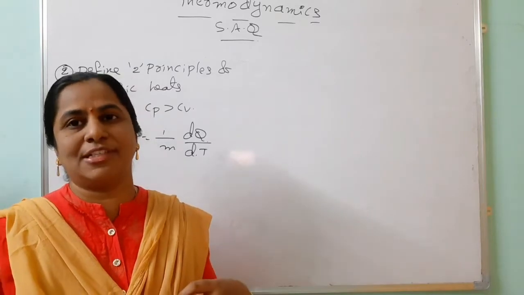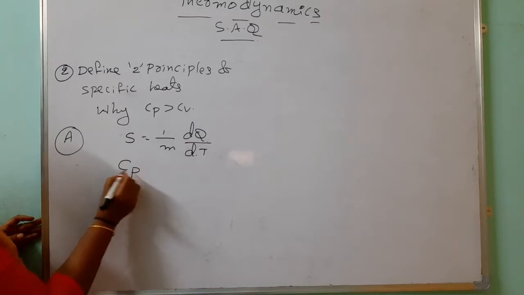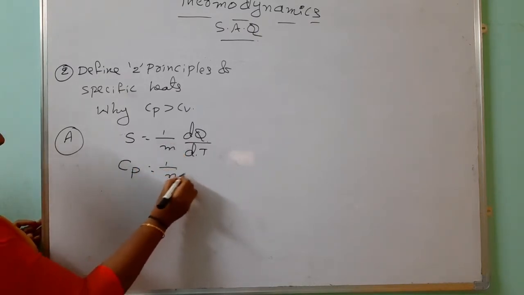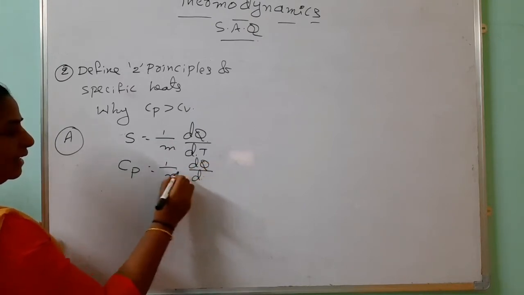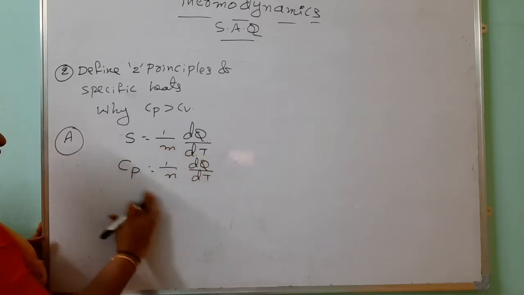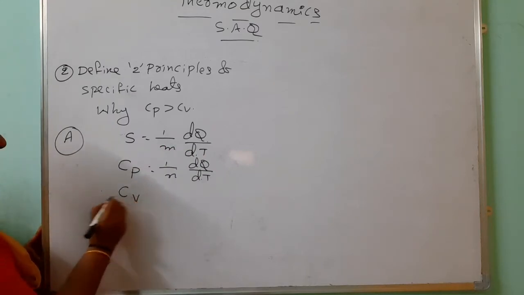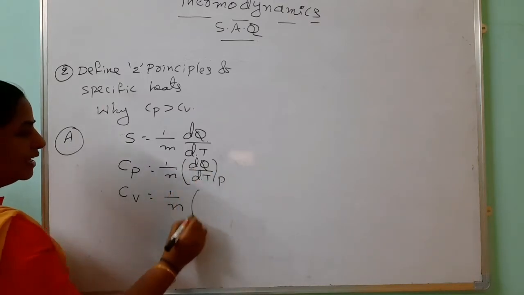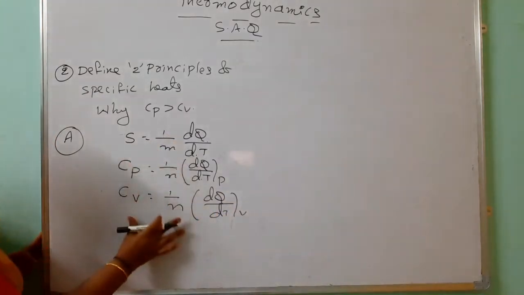Then how to write the expressions for Cp and Cv? Look here. Instead of S, we are taking specific heat at constant pressure, but we are expressing it in terms of moles. The amount of heat energy required to raise the temperature by 1 degree centigrade of 1 mole of the gas, at constant pressure, is called the specific heat at constant pressure. Like that, what is the specific heat at constant volume? Same expression, but we are doing it at constant volume, dq by dt at constant volume. So these definitions are over.